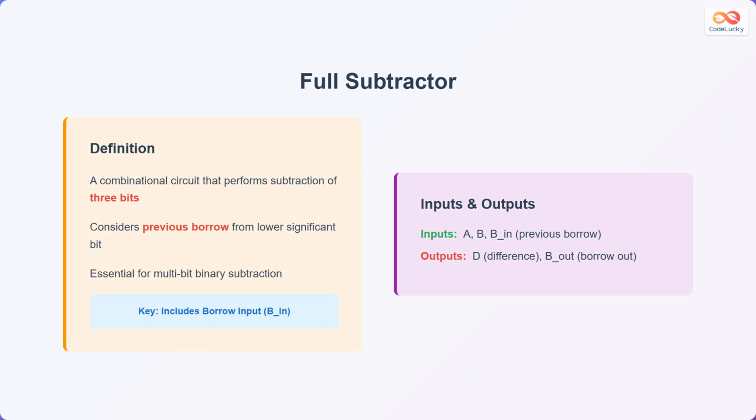The key difference between a half subtractor and a full subtractor is that the full subtractor includes a borrow input, often denoted as B in. The inputs to the full subtractor are A, B, and B in, which is the previous borrow. The outputs are D for difference and B out for borrow out.